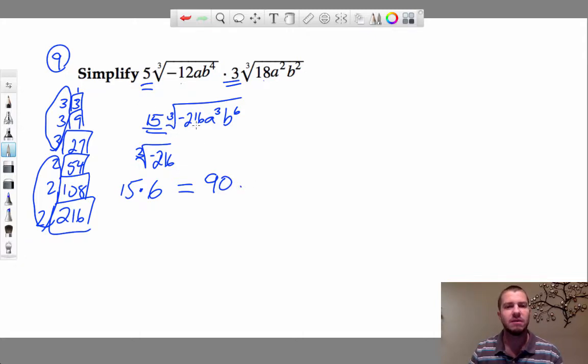And let me simplify the variables now. I have the cube root of a cubed. Well, that just becomes a, nothing left over. 3 goes into 3 once, nothing remaining. And 3 goes into 6 twice, so that's b squared. The one thing I did forget is this was a negative, so it's negative 90 ab squared.